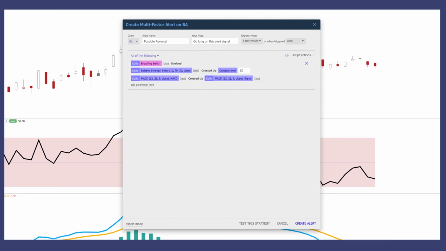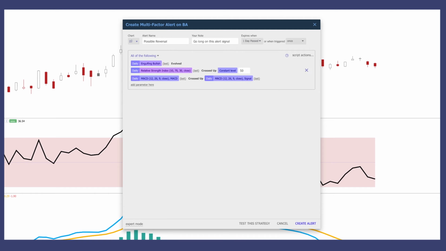So here you are, you've got your bullish engulfing candle, you've got your RSI breaking above 50, and you have your MACD crossing to the upside. You need all of these to happen in order to get this alert. It's not any of the following anymore. It's all of the following.